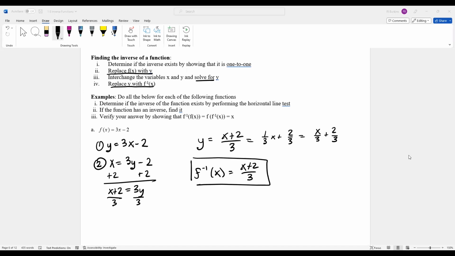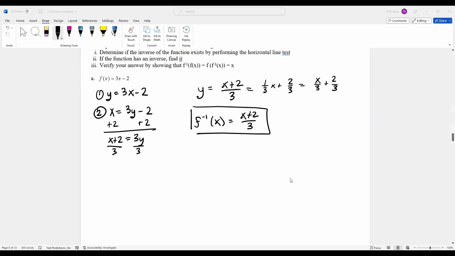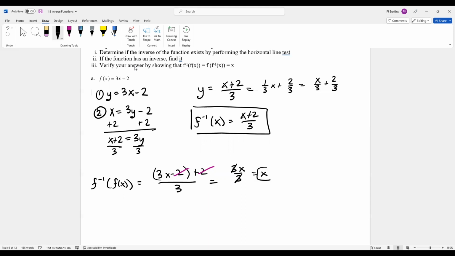All right, the last part is to verify that what we have found is indeed the inverse function. So to do that, remember, we just need to plug the original function into the inverse. So we're going to do f inverse of f of x. That's going to be 3x minus 2 plus 2 divided by 3. The minus 2 and plus 2 cancel, and we get 3x over 3. All right, 3 over 3 cancels, and we just get x.